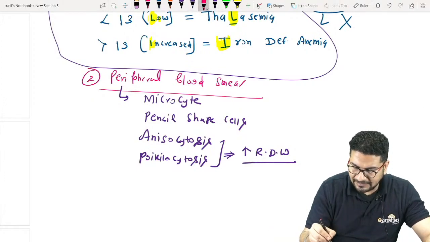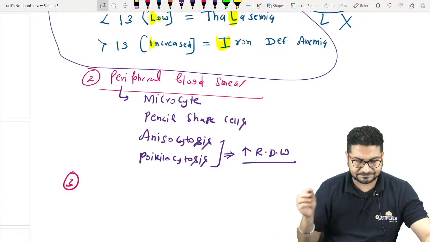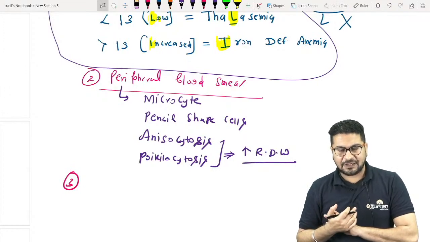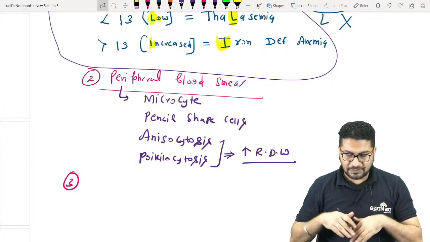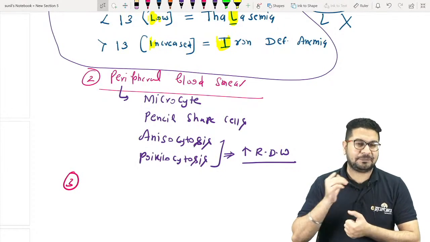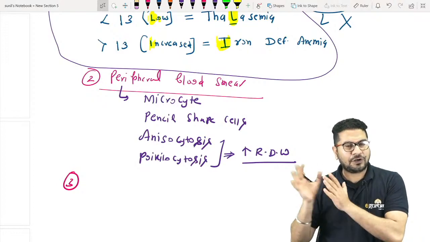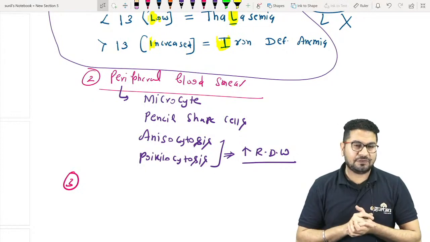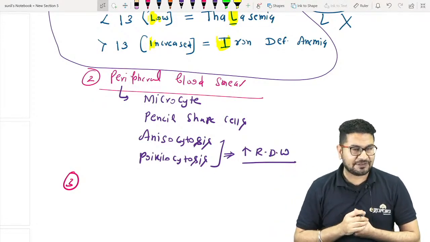Now understand this. Some doctors later on go for iron study. Now you should be asking me, sir, why are you doing peripheral smear first? You could have gone for iron study before. Iron study is expensive. Remember, in India we have a lot of poor patients, and these tests are sometimes not available free of cost in government hospitals. You need to send the sample to private labs which are very expensive.